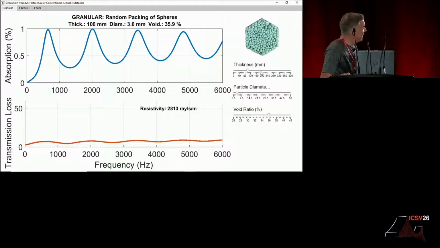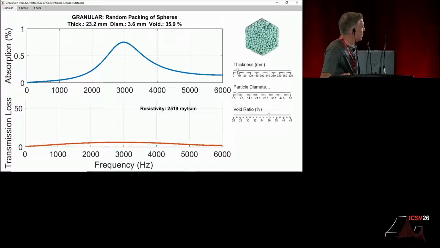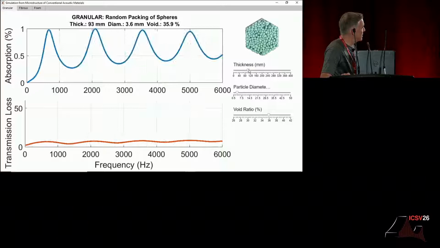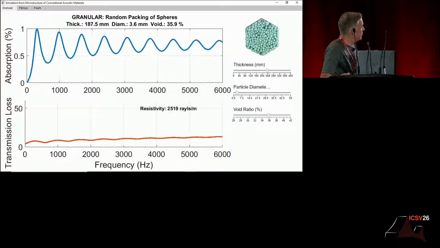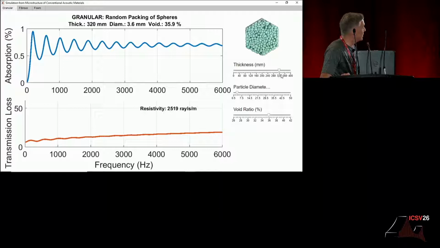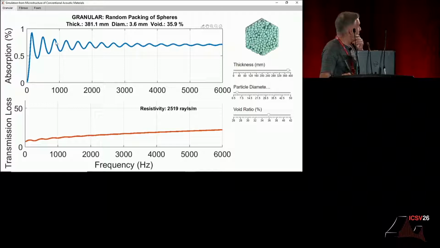If I change the thickness here, you will see for this one where I have a maximum, I reduce the thickness, and the first peak now moves. All the peaks move in frequency. If I enlarge the thickness, then I find a maximum, and then it starts to reduce again. There is an optimal thickness for a given particle diameter. This is the typical behavior of a granular material. What you can see is that I always start at zero. This is a physical limit based on the physics of the dissipation.